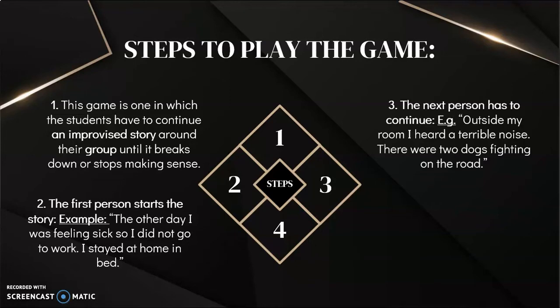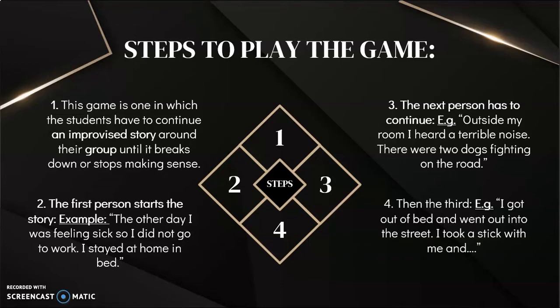Then the next person, or student, has to continue: Outside my room I heard a terrible noise. There were 2 dogs fighting on the road. Then the third student continues: I got out of bed and went out into the street. I took a stick with me and then stopped.